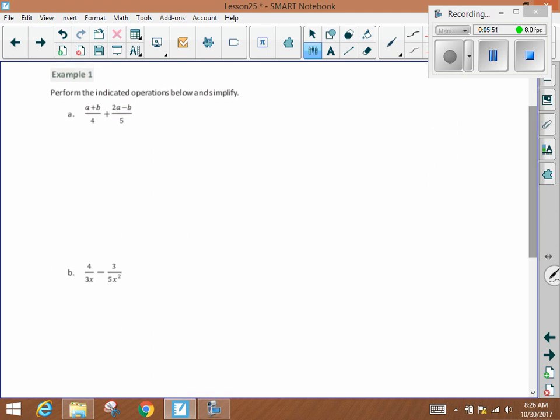So with this one, our common denominator is 20. So that means that I need to multiply. In order to get this 4 to be 20, I need to multiply by 5. So I'll multiply both my numerator and my denominator by 5. And I'll multiply both the numerator and the denominator in this one by 4 in order to get that denominator to be 20 as well. There we go.